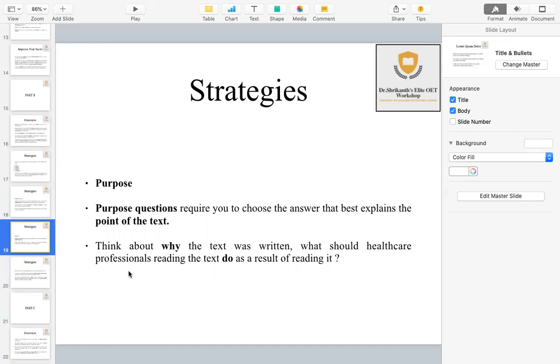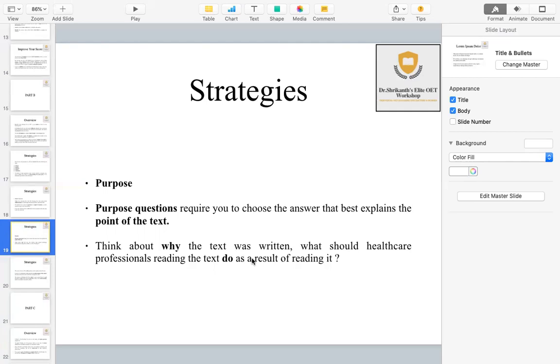So purpose. Always understand the purpose of the questions. Purpose questions require you to choose the answer that best explains the point of the text. Basically, you have to choose the correct answer that corresponds directly to the main context of the text. All right, so you have to link the correct, meaningful link to the paragraph.